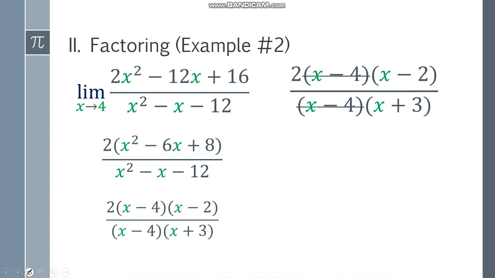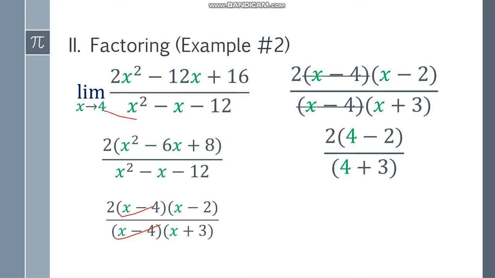As you can see, we could cancel these two. So that will be 2 times x minus 2 over x plus 3. Let's substitute the values. Let's replace x with 4. That will be 2 times 4 minus 2, that will be 2 times 2 over 7. So 2 times 2, that will be 4 over 7.